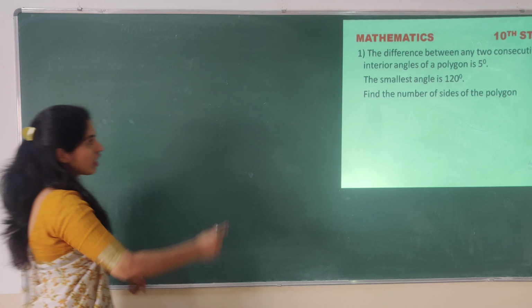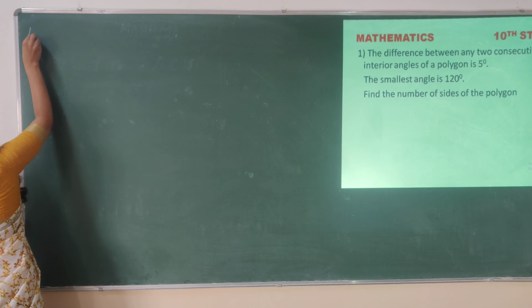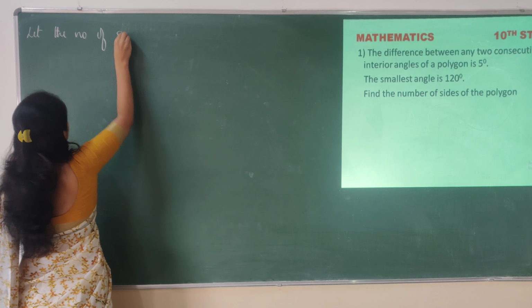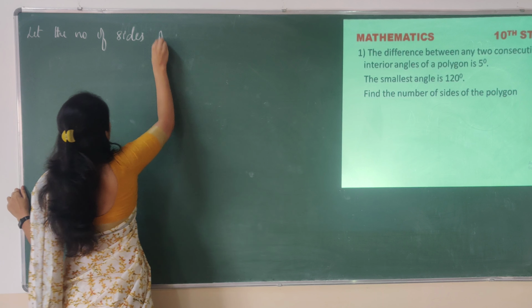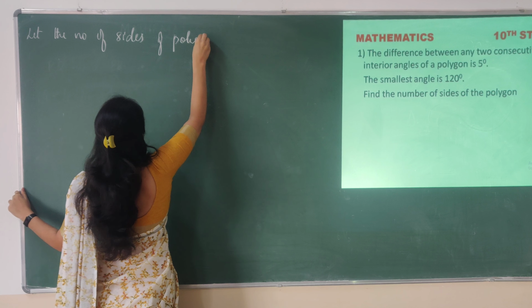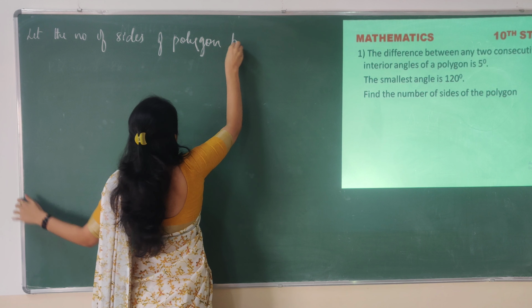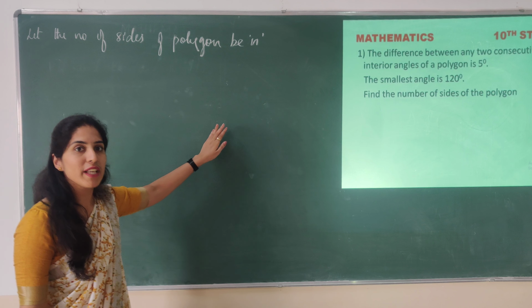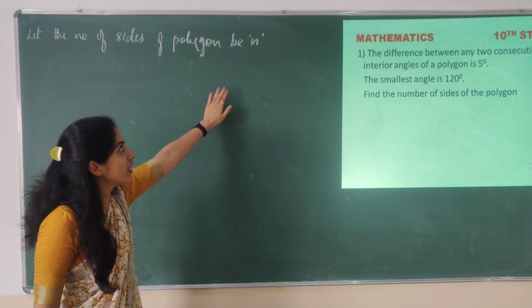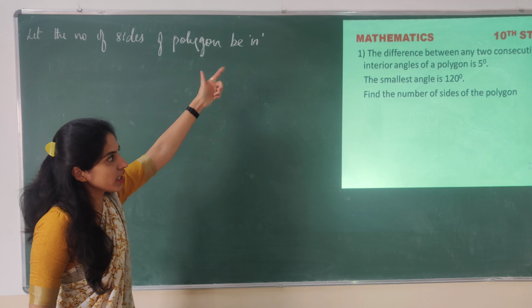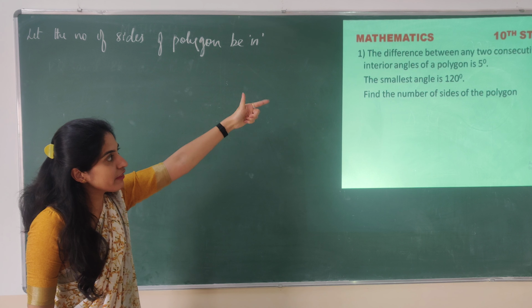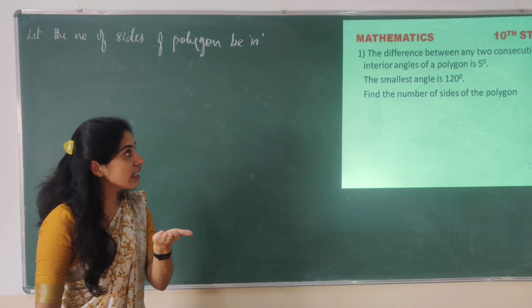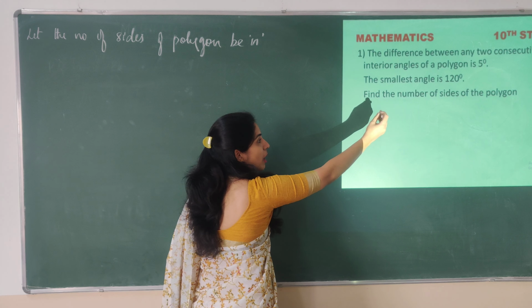So look here. First, let the number of sides of the polygon be n. I need to find the number of sides in the polygon, so I'll take the value of that as n. In the polygon, they have given that the smallest angle is 120 degree and the next angle is nothing but plus 5 degree.